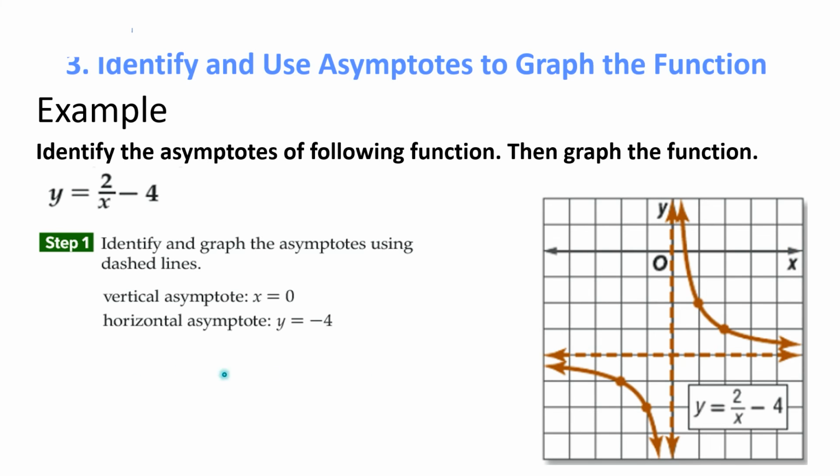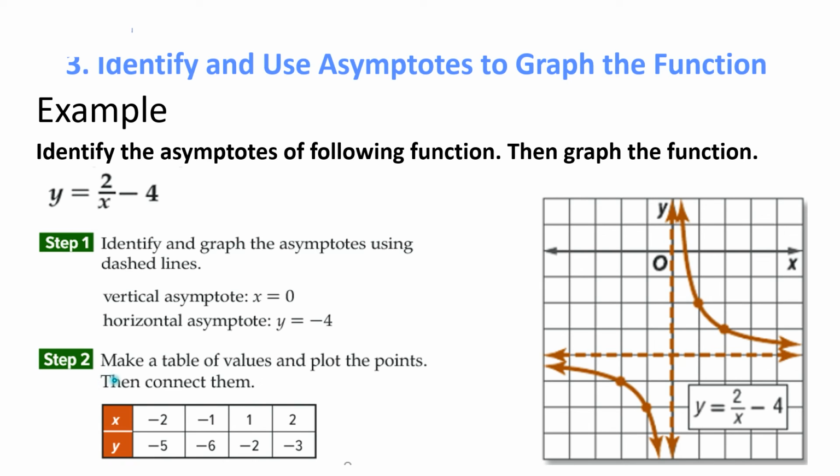The next step is to graph the function. To graph a function, first we have to make a table of values and then plot those points. Here I have taken some values for x which are factors of 2. You can see that I have considered both negative and positive values. Now we have to plot these points on the graph. Here is the required hyperbola.